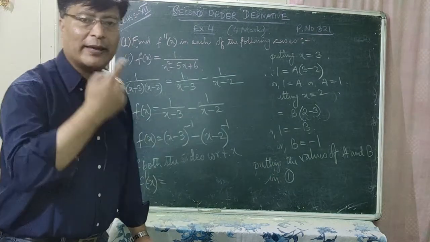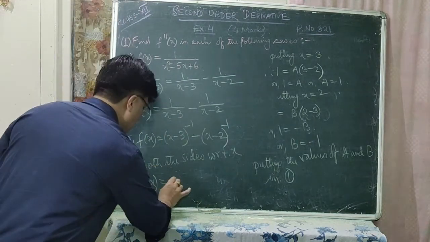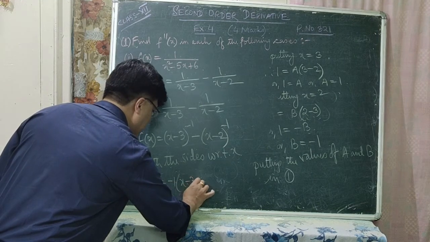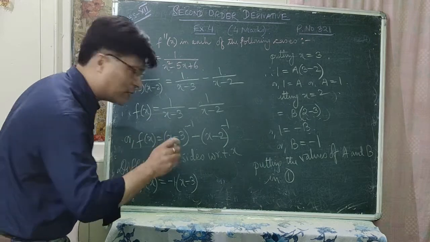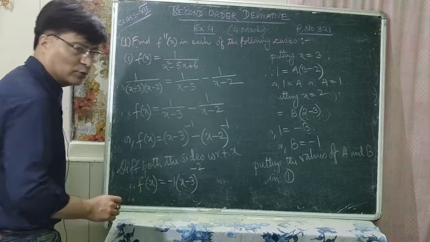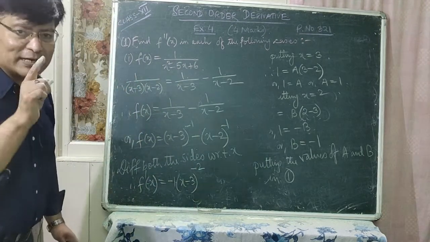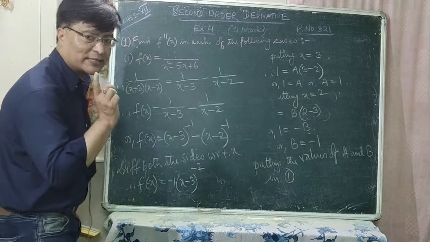So x to the power n. What is this differentiation? Minus 1 into x minus 3 whole to the power, decrease the power by 1. So what is minus 1 minus 1? It is minus 2 into, again you have to differentiate the term which is assumed as x.